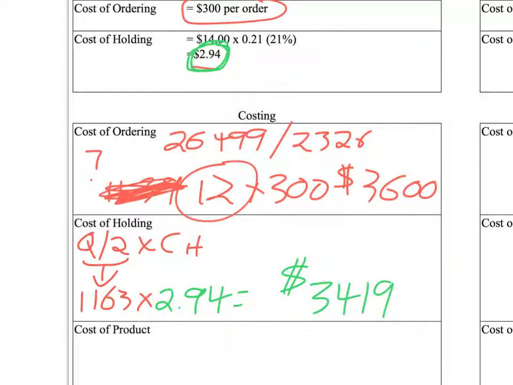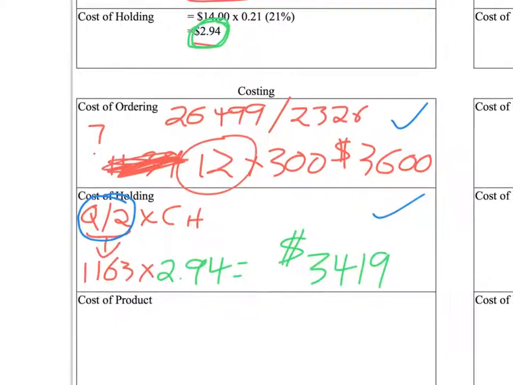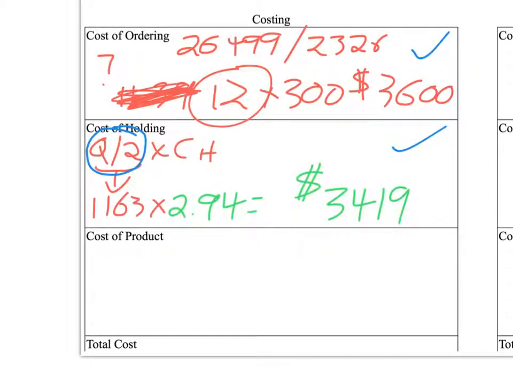Okay, so we got two things now. We've got our cost of ordering. We've got our cost of holding already set up. Okay, and again, cost of holding, we need to understand, and this should be familiar to you, whatever we order, simply half of that is our average inventory. We always apply our holding cost to half of our average inventory. Okay? All right, now the cost of the product itself. This is pretty easy because we need 26,499 units and they're $14 a piece.